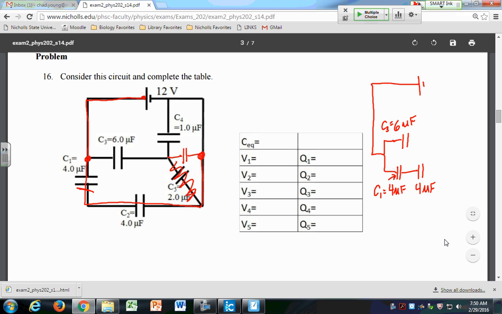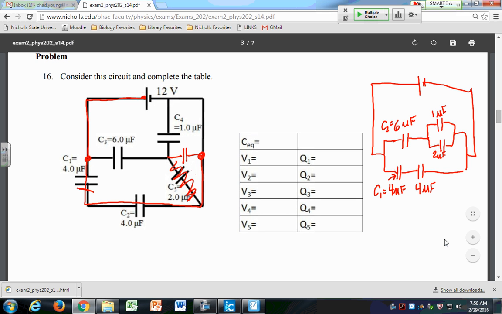And now let's deal with the top circuit. After I draw the 6 microfarad capacitor, I come along here and I hit another junction. So I have to draw another parallel branch. In this top branch, it'll look like this. That's going to be a 1 microfarad and a 2 microfarad. And then from there, everything comes back together, and it goes back to the battery. So that's what my circuit looks like.